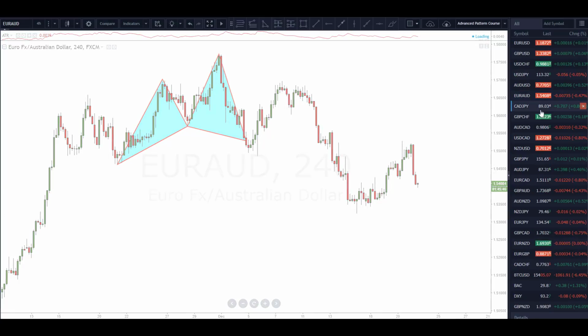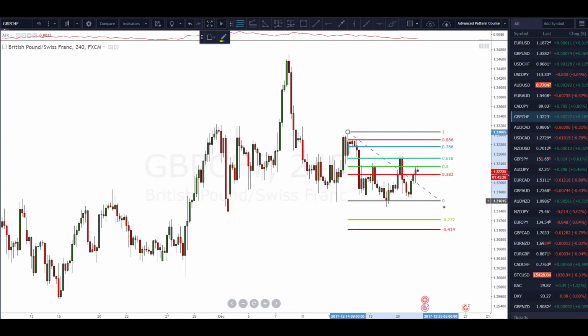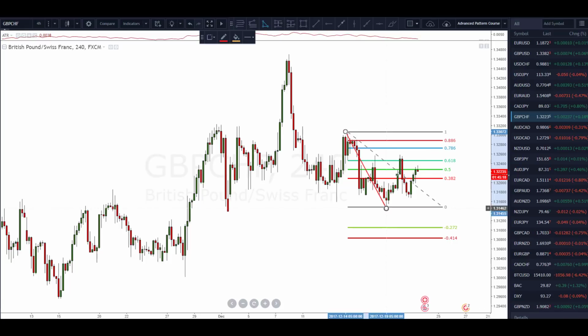So let's go ahead and move on. Next up, the pound Swiss. Here on the pound Swiss, we have another possible advanced pattern looking like this.